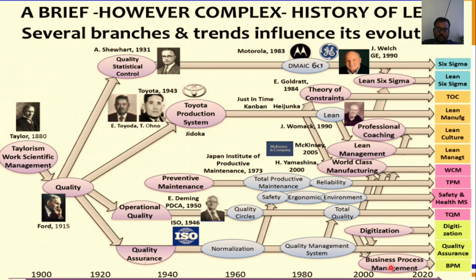You call them BPR and BPM. Of all these concepts put together, we could see so many individual terms which have evolved over the years: Six Sigma, Lean Six Sigma, lean manufacturing, lean cultures, TPM (total productive maintenance), TQM (total quality management), and quality assurance. All these concepts have evolved over time with the evolution of these lean principles.